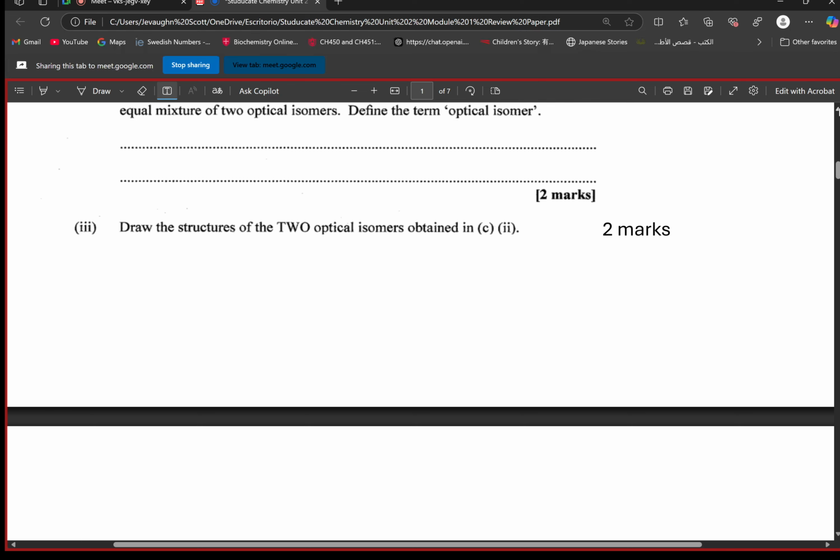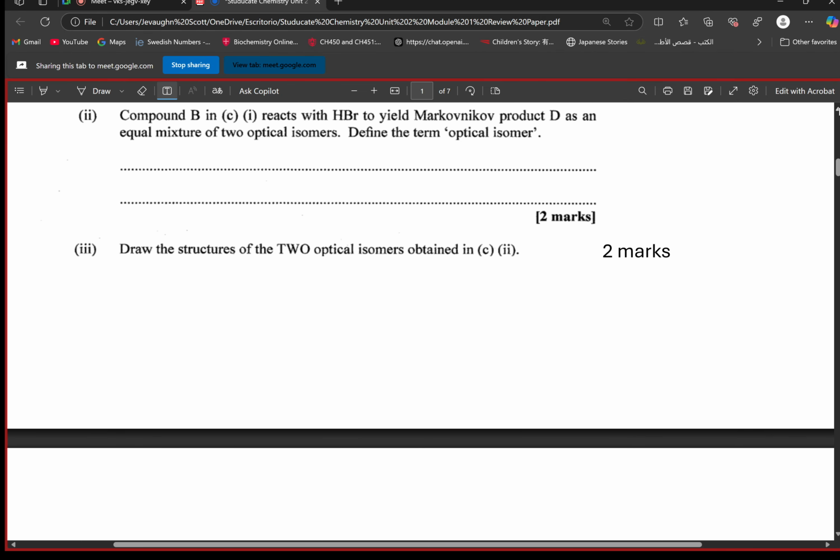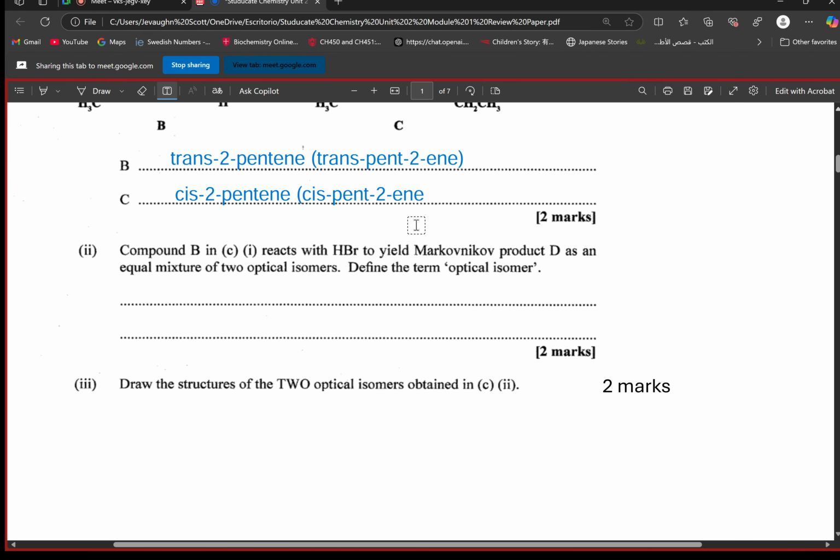Let's go. Compound B reacts with hydrogen bromide to yield the Markovnikov product D as an equal mixture of 2 optical isomers. Define the term optical isomer. What's an optical isomer? Go ahead.